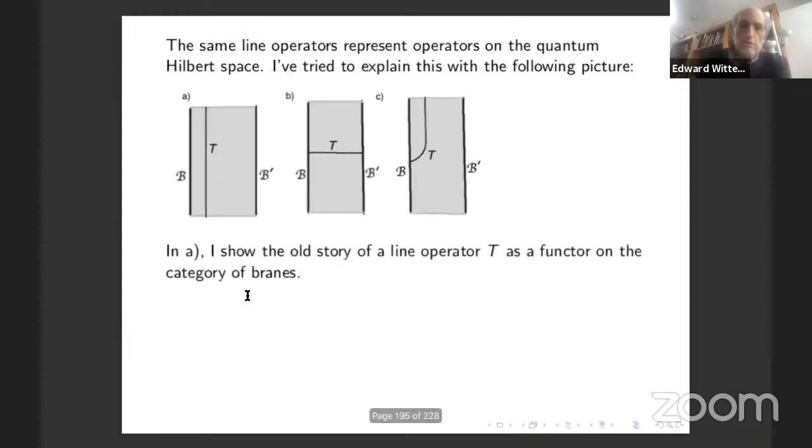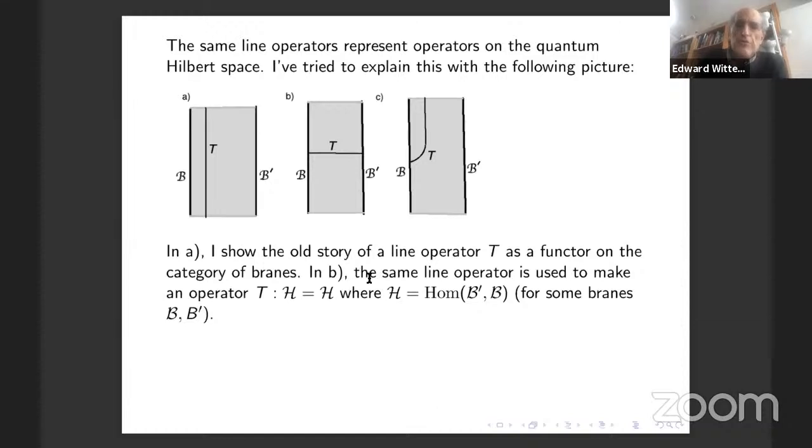So in A, I show the old story of a line operator T as a functor on the category of branes. What I said before is that if you move T to the left, it transforms B to a new object in the category of branes. Now that I've drawn a two-sided picture, I can remark that you can also move T to the right and let it act on B prime instead, which I imagine is described algebraically as a duality between these functors.